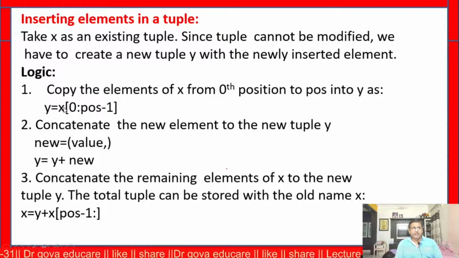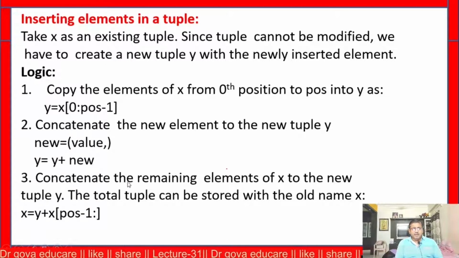I am showing the y. Y is equal to, I am using the slicing operation, x of 0 colon position minus 1. Next, create the new tuple with the new value. This tuple has a single value. Now new is equal to value comma. Concatenate the new element to the tuple y. Now y is equal to y plus new. Now the new is concatenated to this tuple.